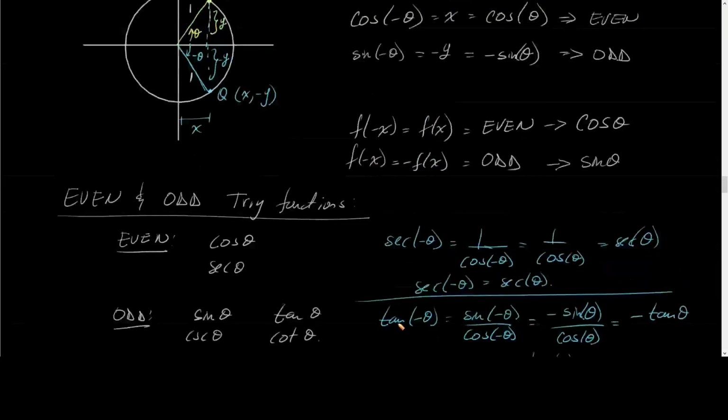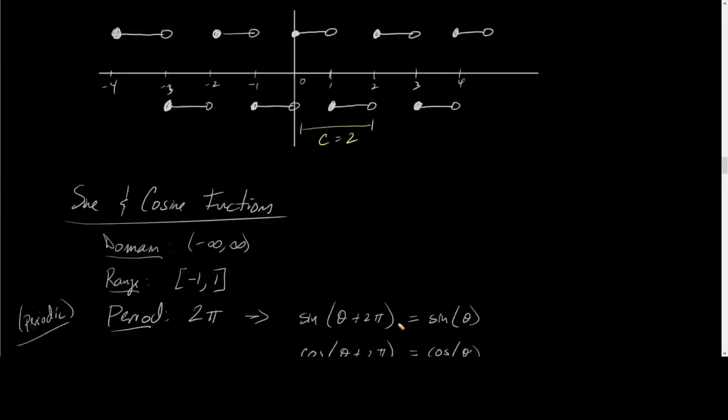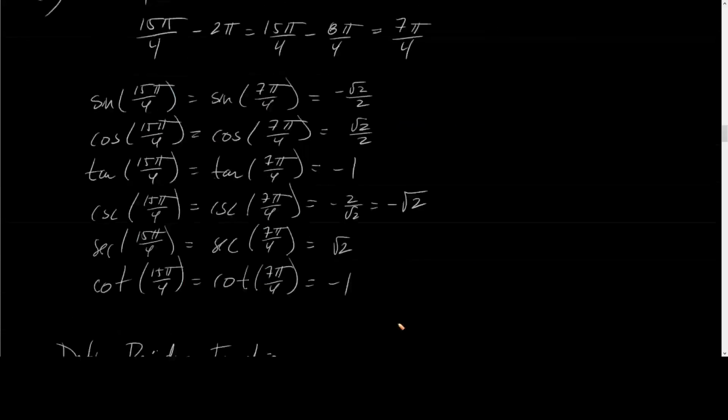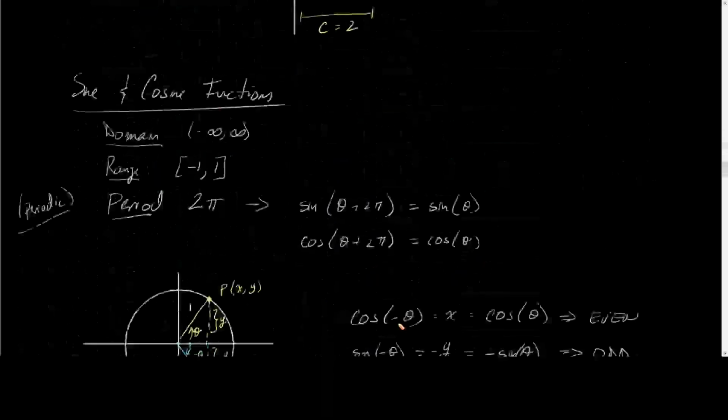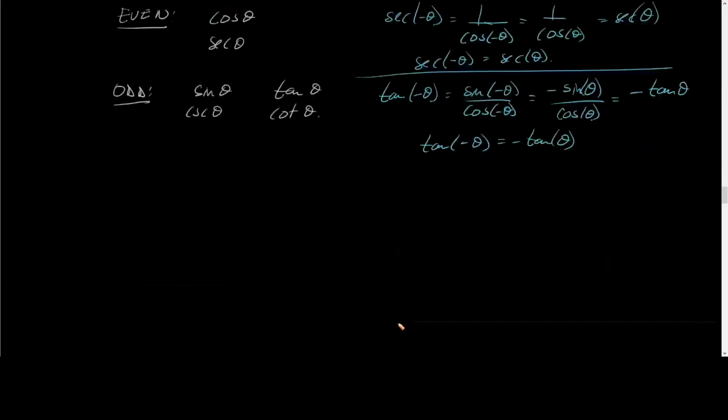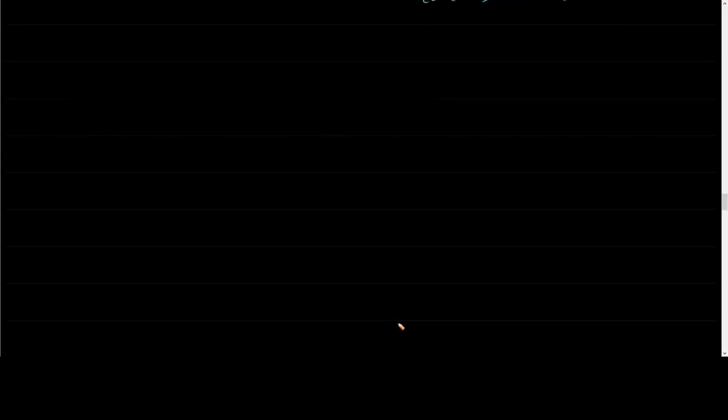So let's do that. What example was I at? What letter? E, so F. All right. Example F. So we're still evaluating. Let's say that I have cosine of negative 5 pi over 3.